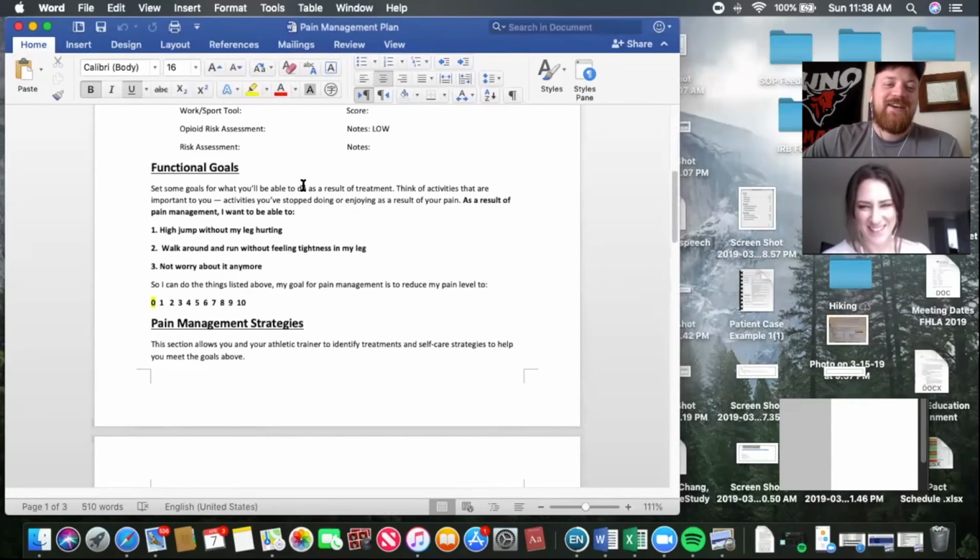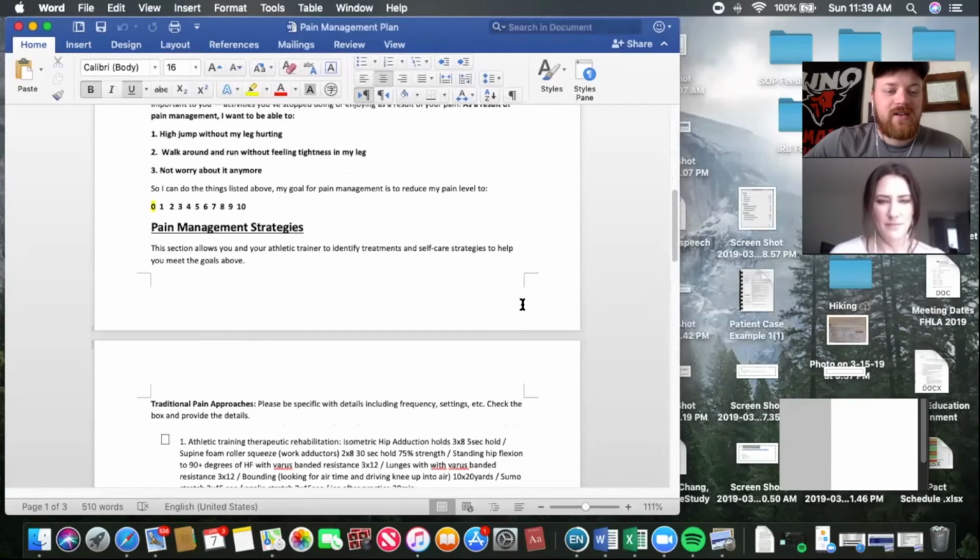Functional goals with him. He just wants to high jump without his leg hurting. He wants to walk around and run without feeling tightness in his leg. He complains of a lot of pulling, and obviously wants it to be a 3, for him to not worry about it anymore. Pretty straightforward guy. So he wants his pain to be 0 out of 10. And yeah, totally expected there.